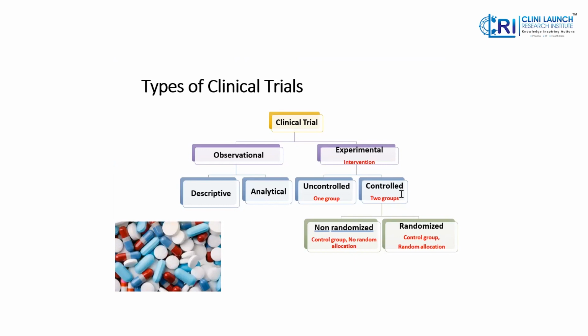This cohort is further divided into two parts, prospective and retrospective. Prospective is when we are looking at things going forward, for future things. Retrospective is when we are looking at the past, at data that we already have, and on that basis we are going to have our results. So that is the retrospective.